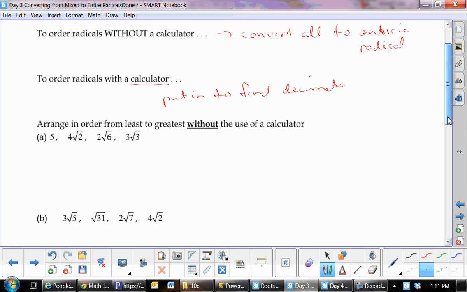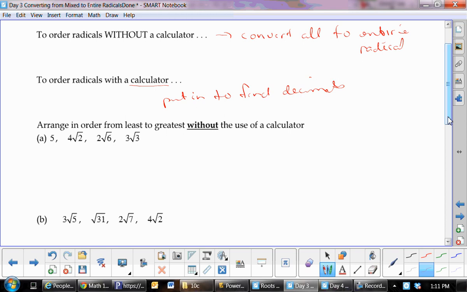The hard part is when you get something like A: there's a 5, there's a 4 root 2, there's a 2 root 6, there's a 3 root 3. Without your calculators, and if you look at B, many of you would not know even what those numbers are. But how about if you don't know the answers, but you still know which one is the biggest and which one is the littlest? That's the trick we're going to do here. So why don't we just do A.